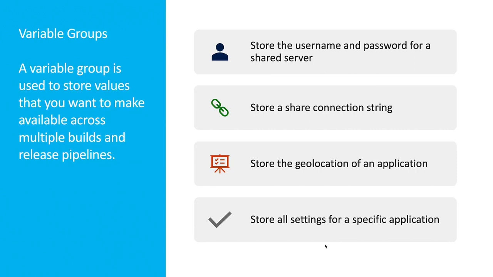So you can store your username, password, connection strings, and geolocation. You can store all the settings of an application, and everything will be stored as variable groups, and you can include those variable groups as part of your pipeline as well.